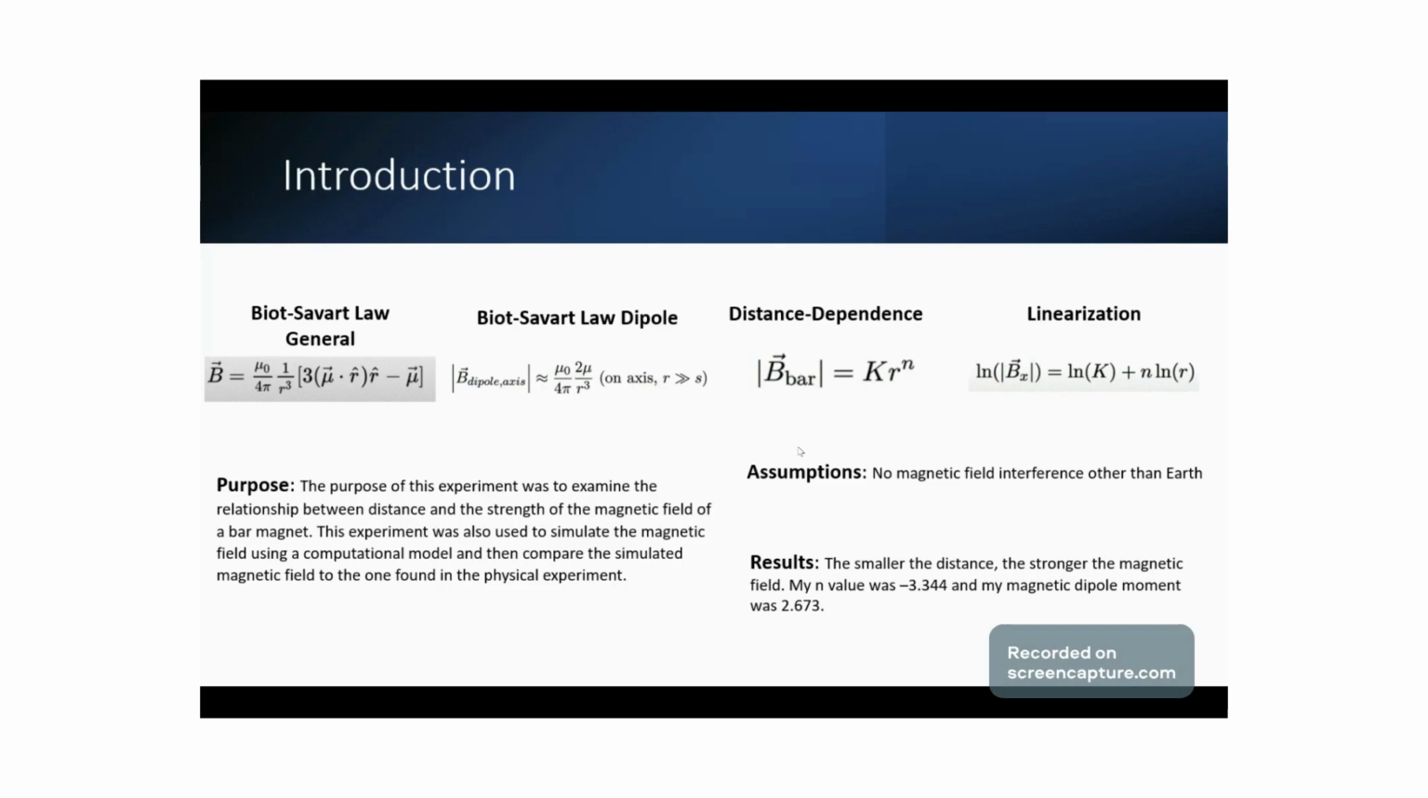As a preview of my results, my n value is negative 3.344, and my magnetic dipole moment value was 2.673. In addition, the main assumption in this experiment is that there are no magnetic fields affecting the results besides Earth and the bar magnet.